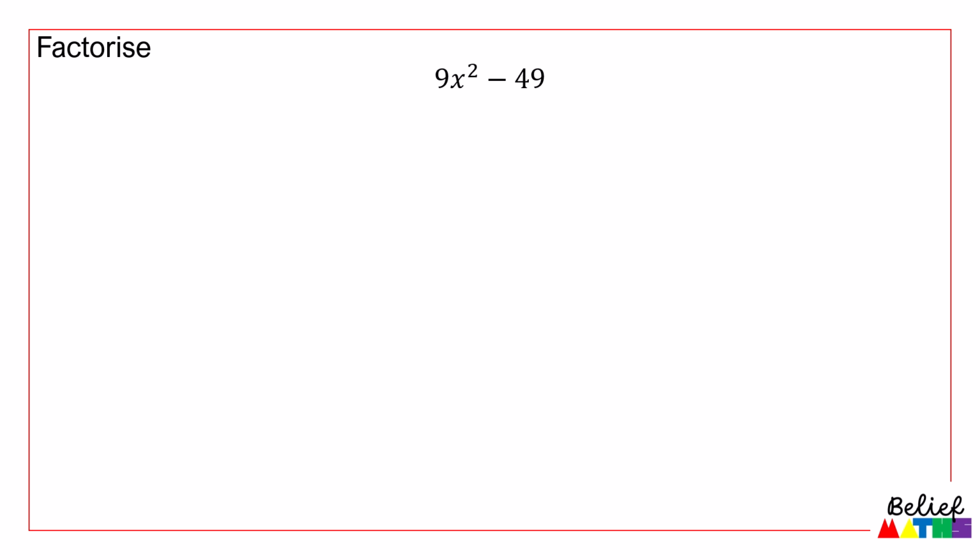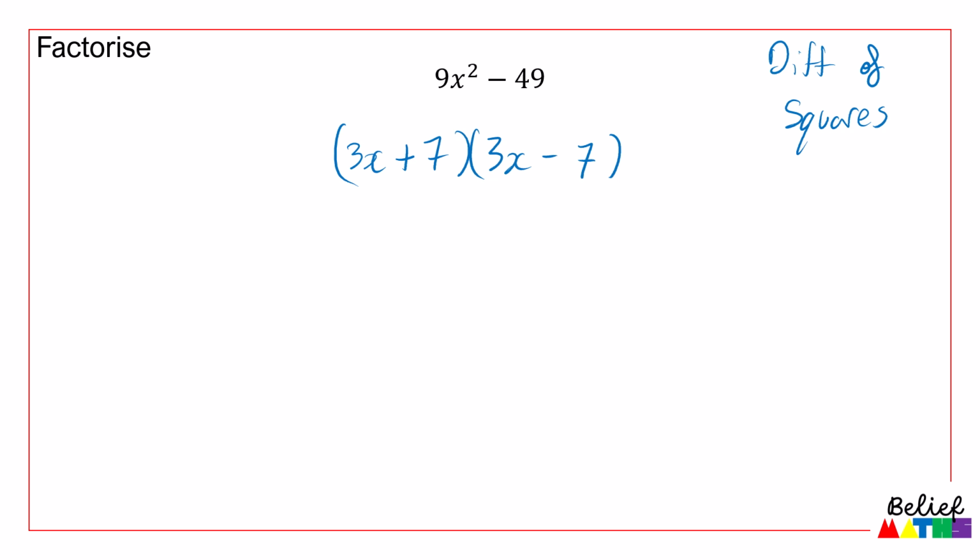Okay, this one looks similar to the last one: 9x squared minus 49. Again, this is a difference of squares, and the reason we know that is because 9 is a square number. So we can have our two brackets. The square root of 9x squared is 3x, and the square root of 49 is 7. So 3x plus 7, 3x minus 7. Very quick and easy to do those once we recognise them. So 9x squared minus 49 factorised is 3x plus 7, 3x minus 7.